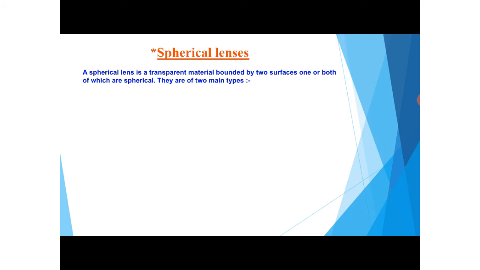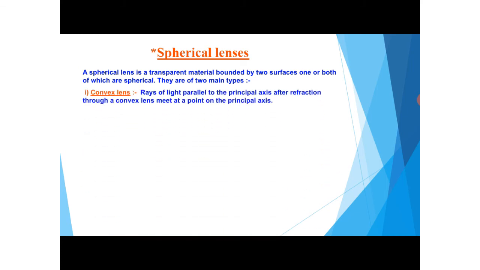So what is a spherical lens? A lens is basically a transparent material bounded by two surfaces, one or both of which are spherical. It may be a plane surface, it may be a spherical surface. There are two types. One is convex, a converging lens in which the light rays actually meet at a point after being converged through the convex lens. Another one is the concave.